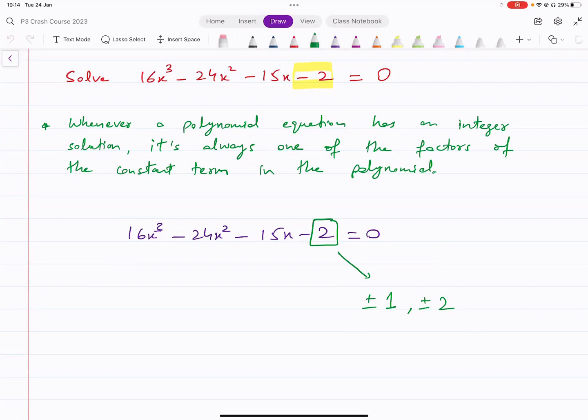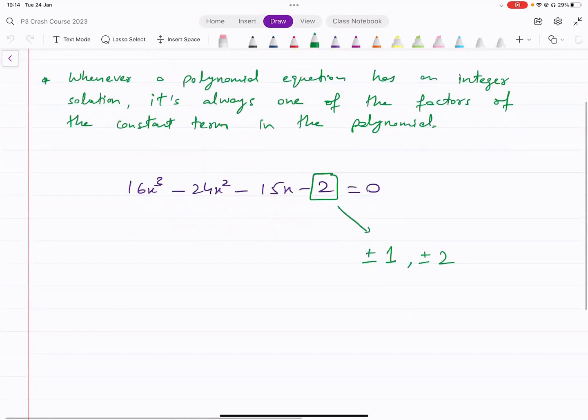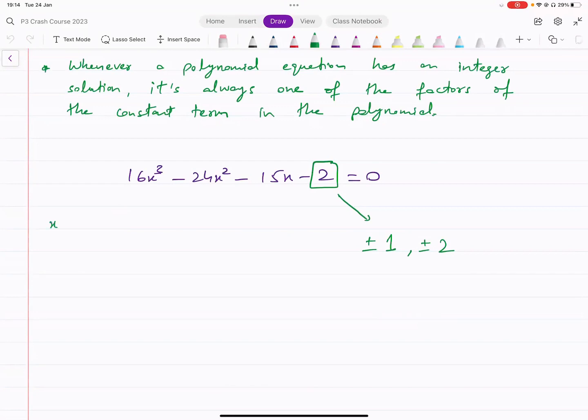All right. So what you do now is you try these numbers one by one. You check x equals 1 and see what that gives you. Putting x equals 1 into this, that gives us 16 into 1 cubed minus 24 into 1 squared minus 15 into 1 minus 2, and see what that gives you. Okay. Now in this case, 16 minus 24, that's minus 8, and minus 17, that's minus 25. So this doesn't work. It doesn't equal 0. This is not a solution.